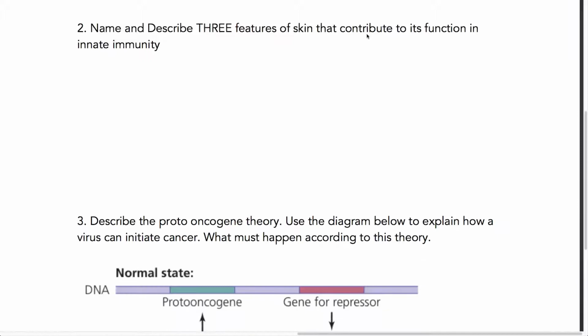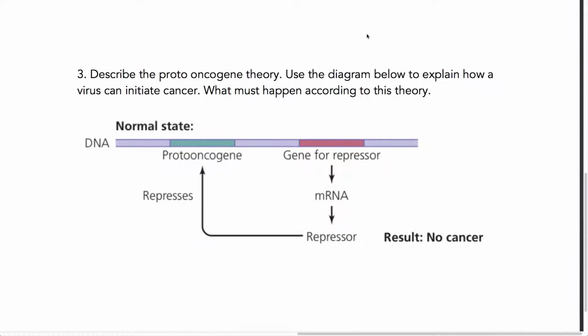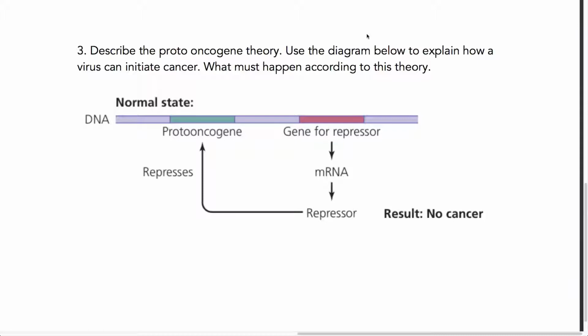Okay. Describe the proto-oncogene theory. Use the diagram below to explain how virus can initiate cancer. Based on this theory, what has to happen? And one caveat about this. It shows like the repressor is really close by. The repressor doesn't have to be like right next to it. It's just for illustrative purposes.